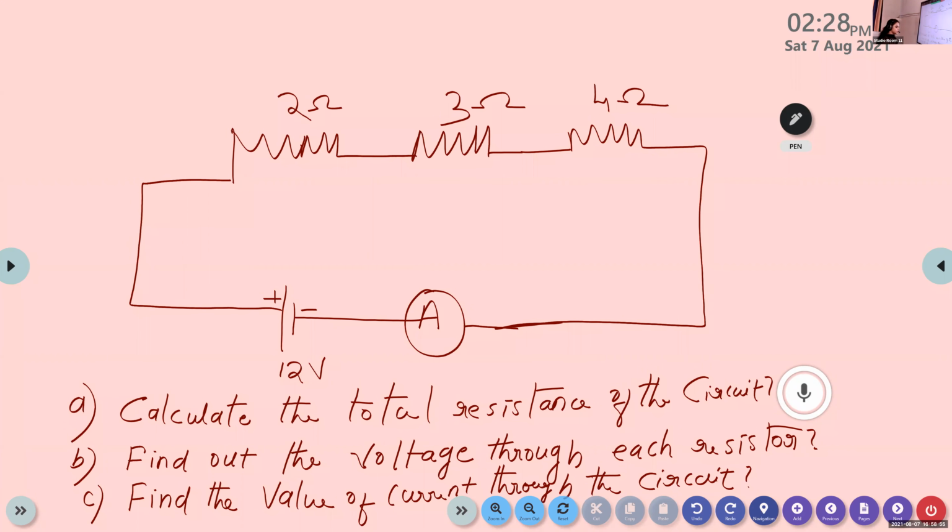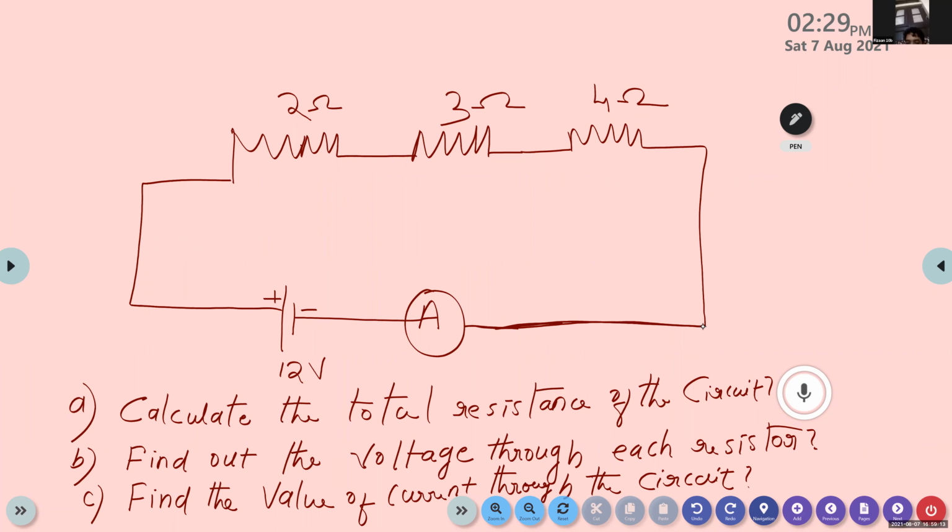Calculate the total resistance of the circuit. Find out the voltage through each resistor. Find the value of current through the circuit. One more question you can expect is identify the type of combination. Can you identify the type of combination of resistors here?